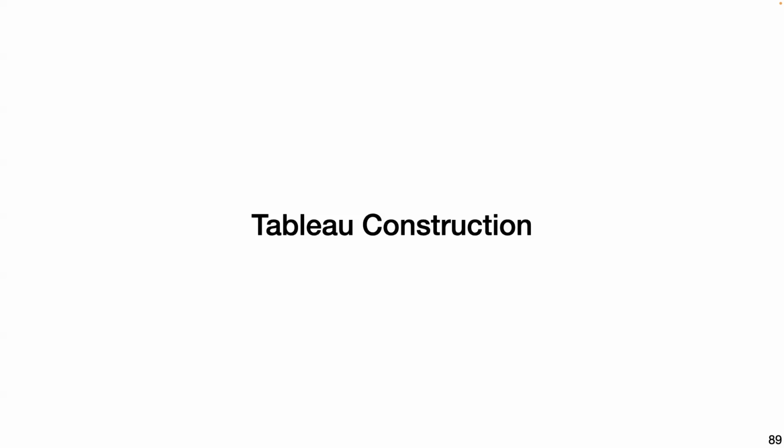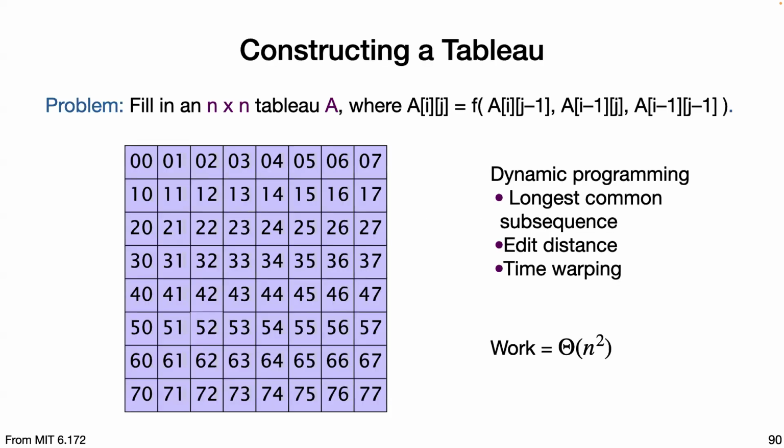Okay, so this is the last part of work-span. We are going to do one more problem. It's called tableau construction. And the problem of tableau construction is like this. Suppose that you have an n by n tableau that you need to fill in, where this entry a_ij is some function of the neighbors, a_i,j-1, a_i-1,j, and a_i-1,j-1: the left neighbor, the up neighbor, the up-left neighbor. And this is a common paradigm in dynamic programming.